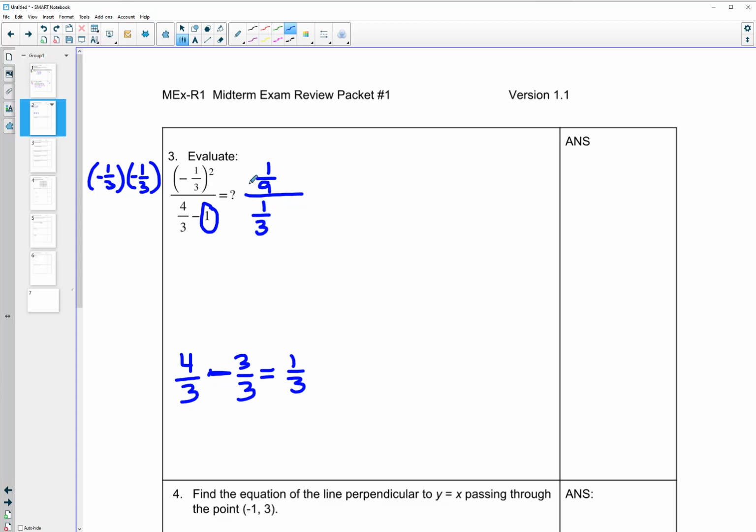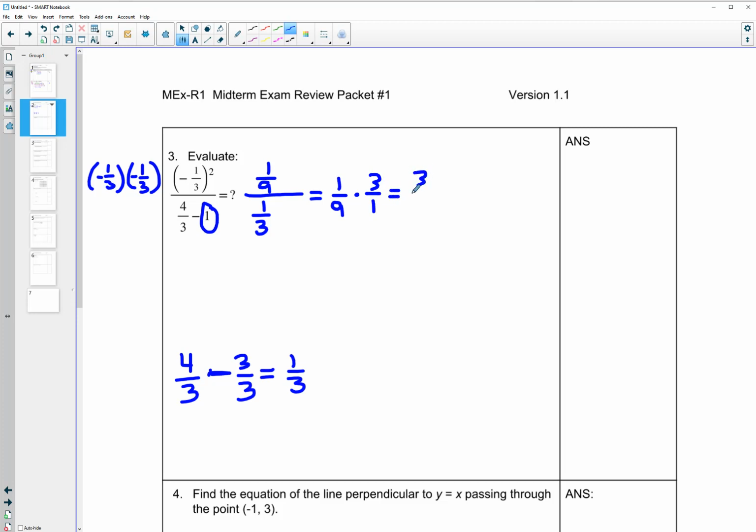So what we've done is we've simplified the numerator. We've done all the PEMDAS operations, in this case just exponents, of the numerator. In the denominator, we've done all of our operations, which is just subtraction in this case, with a common denominator. And now we continue and do our division. Okay? And of course, we know that when you have fraction divided by fraction, it's keep, change the division to multiplication, and flip.